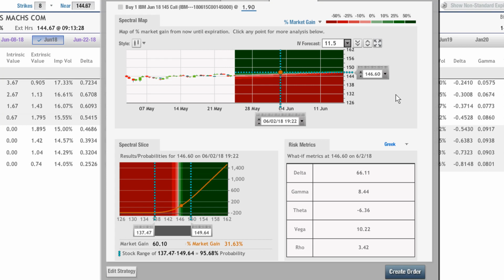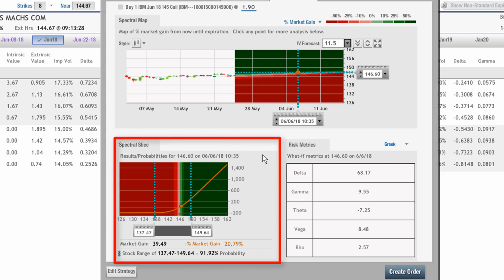I can make that number anything that I want. But what it's doing is it allows you to change price and time and to see where you are on your profit and loss curve right now. So for example, take a look down here in the lower left. This is what's called a spectral slice. And again, we've got our red and green color codes down here.